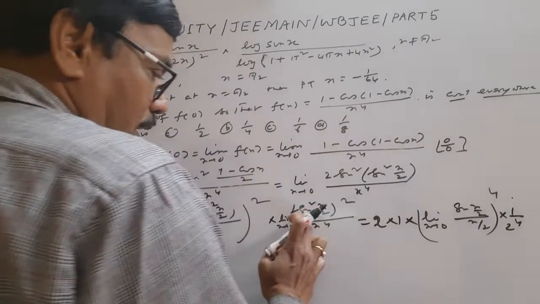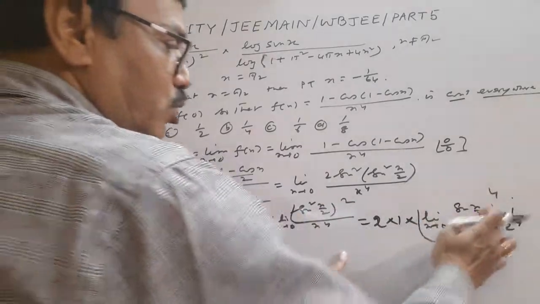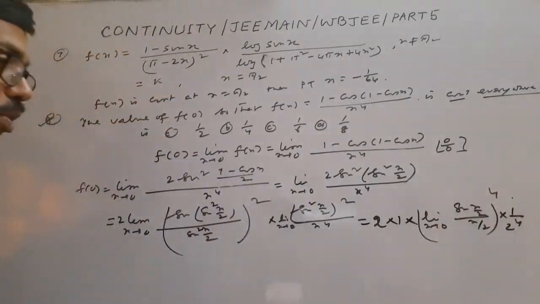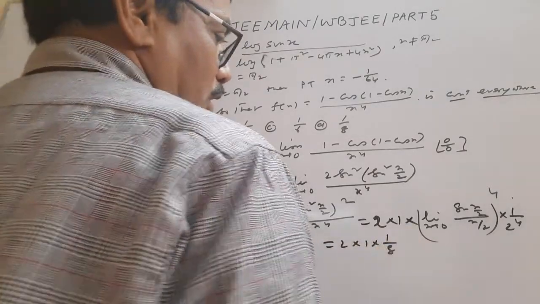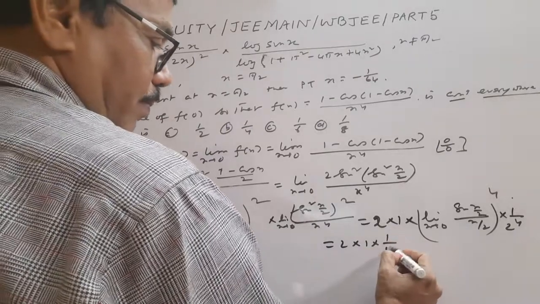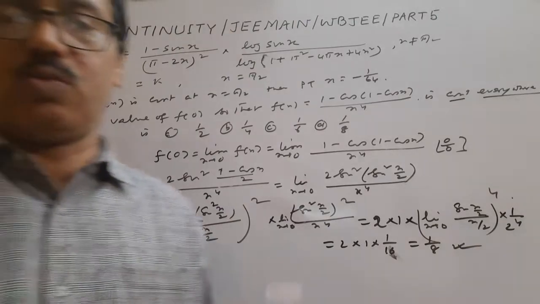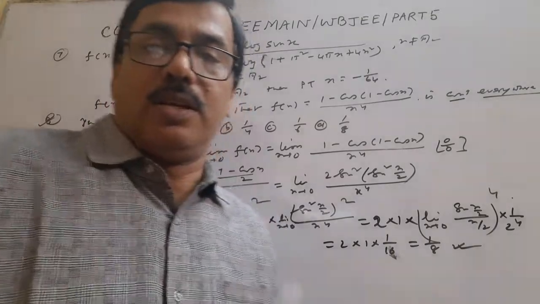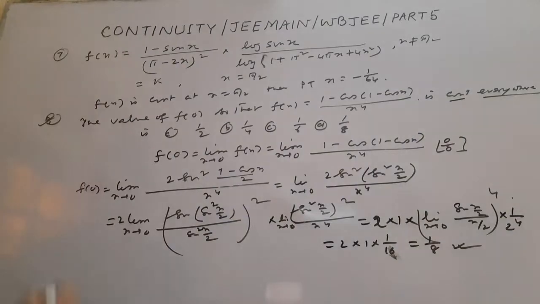So what is the value? 2 into 1 into 1 by 16, since 2 to the power 4 is 16. So finally it is 1 by 8. Answer is 1 by 8. So I am repeatedly saying, do not use L'Hospital rule for this type of function. So this is problem number 8.